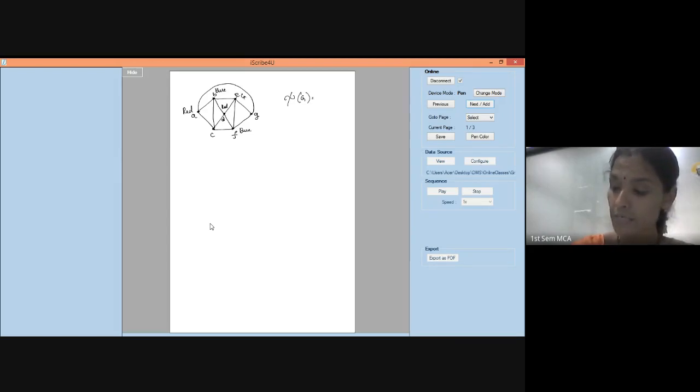E, I will take it as green. C also, I can take it as green. Now, G, I cannot mark it as green, blue, or red. So, I have to take some other color. Let me take it as brown. So, minimum I require 4 colors in order to color this graph. So, I call the chromatic number of this graph as 4. Am I clear to all of you?